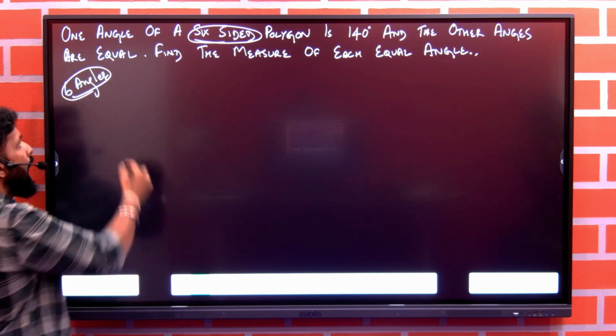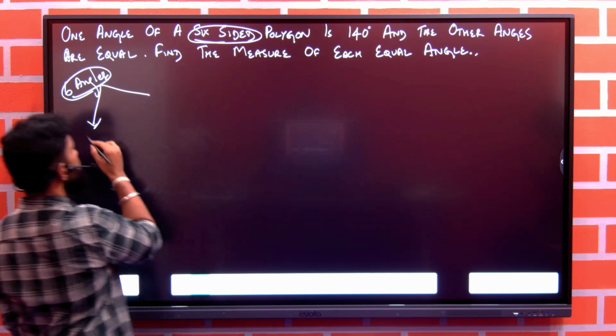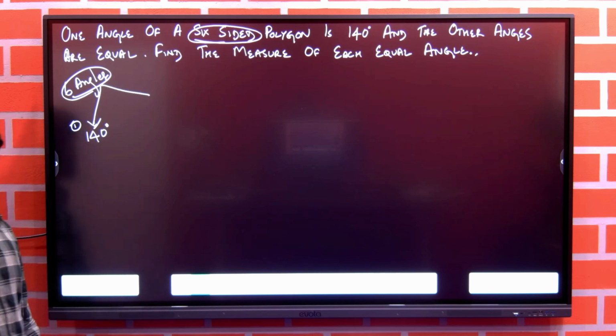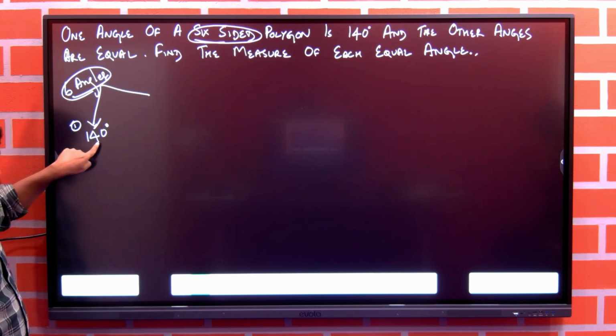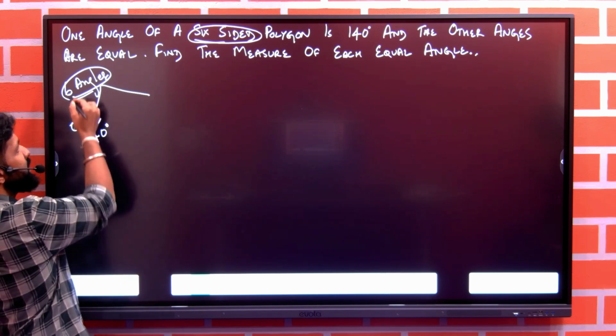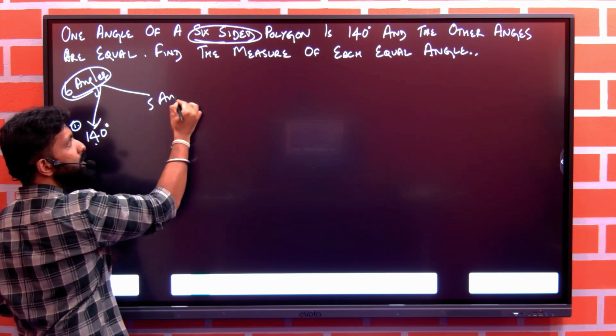Out of the 6 angles, one angle is given as 140 degrees. So how many angles are remaining? 6 minus 1, so 5 more angles are there.